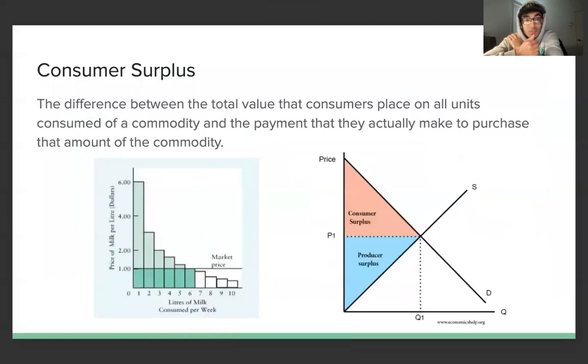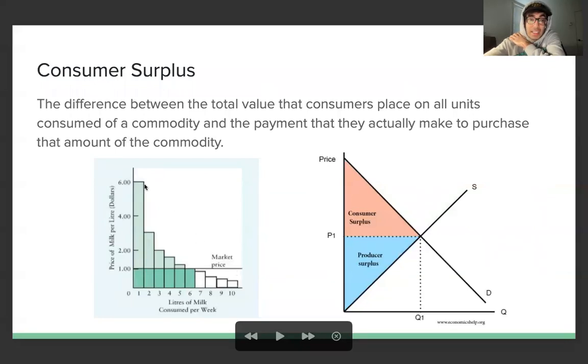Okay, let's talk about consumer surplus. So consumer surplus is the difference between the total value that consumers place on all the units consumed and what they actually pay to purchase that amount of the good. So think of it this way. For all these different quantities, the consumers are paying $1. The surplus here is for each of these units.